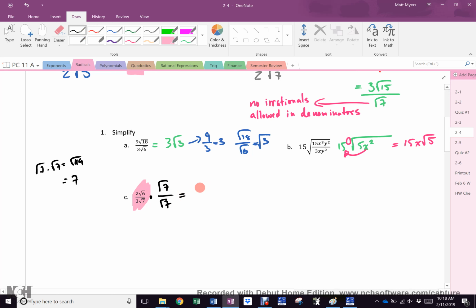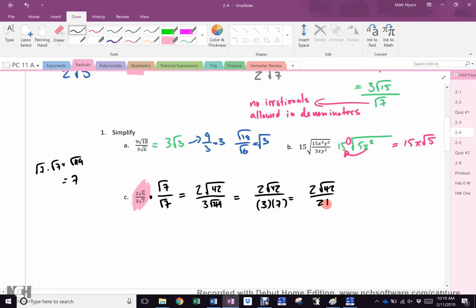What's in the numerator now? 2 root 42 over what? 3 times the root of 49. I'm writing it out fully, right? For teaching purposes. 2 root 42 over 3 times the root of 49, which is 7, gets me 2 root 42 over 21.